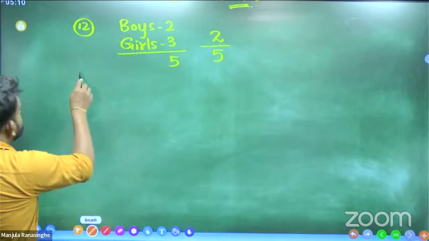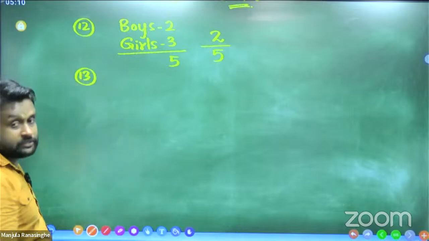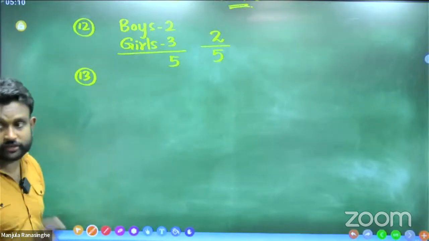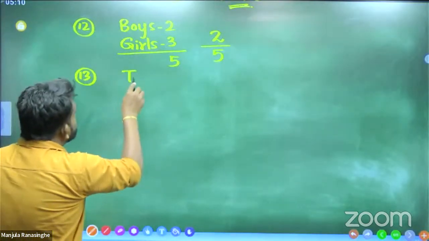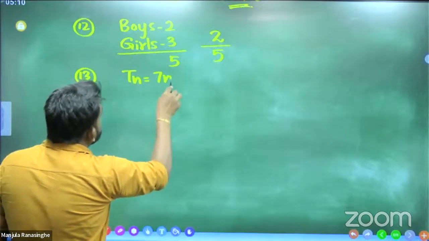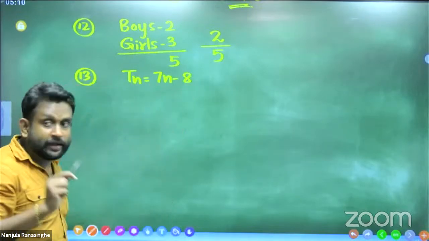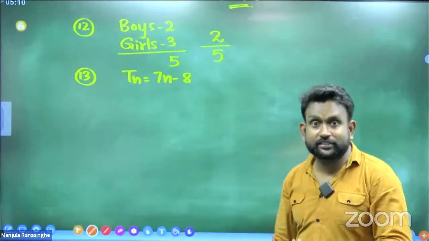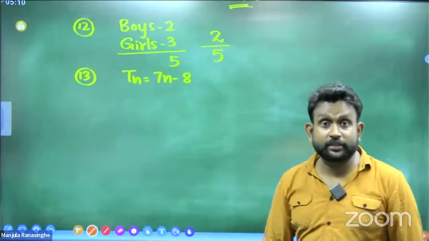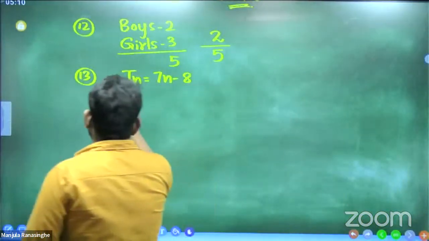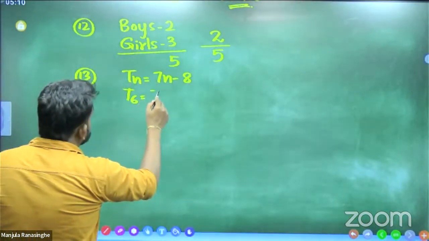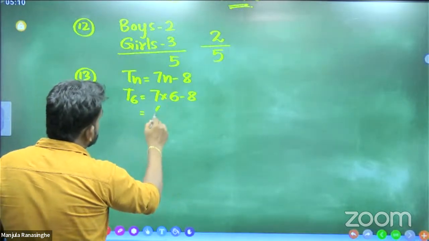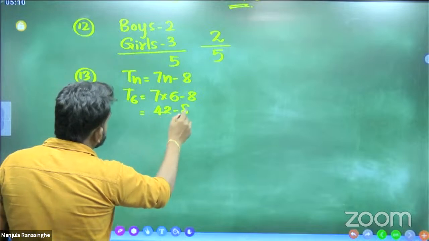Right, now we are moving to question number 13. It says, find the 6th term of a number pattern, the general term. We know that the general term is 7n minus 8. So how to find the term? The 6th term is asking for n, so you substitute 6. Now you can see T6 equals 7 into 6 minus 8. Then 7 into 6, 42, minus 8.